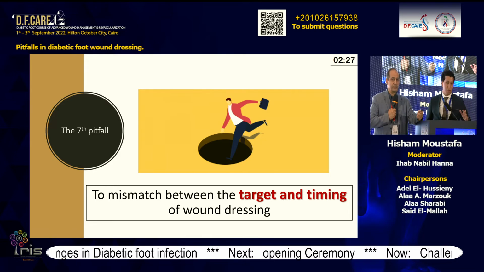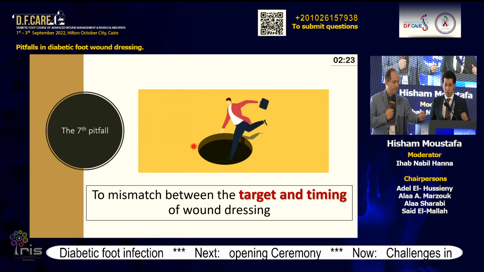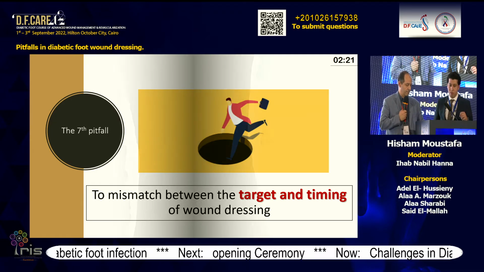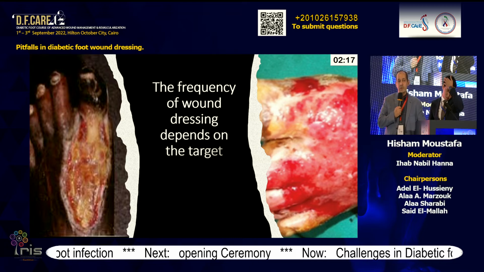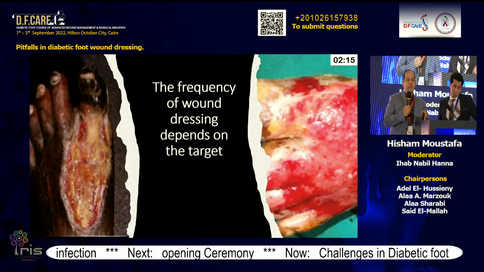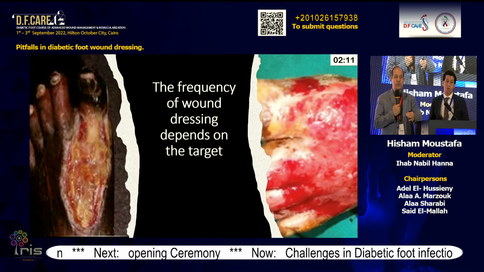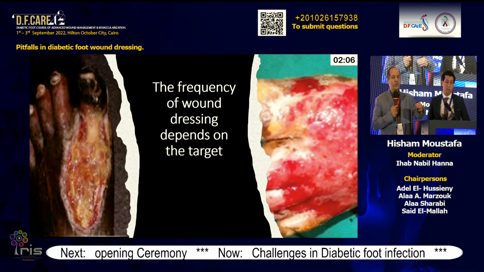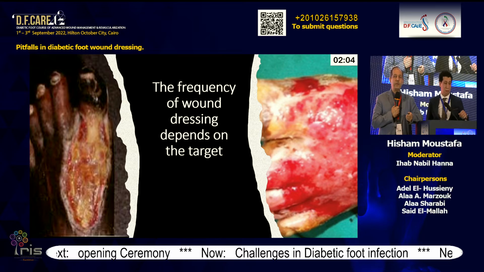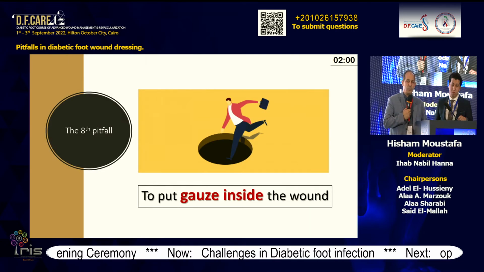The seventh pitfall is to mismatch between the target and timing of wound dressing. Look at these types of wounds. Can you dress both wounds with the same frequency? I think if we have a clean wound and you are targeting epithelialization, you are going to dress it once every 3 or 4 days. But if you have an infected wound with an excessive amount of exudate, you have to dress it more frequently.